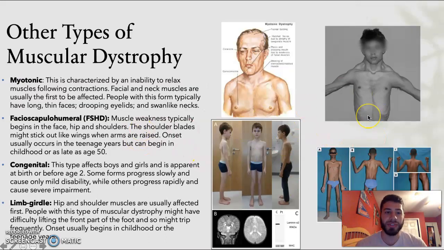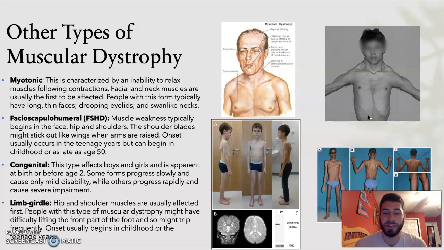So there are some other types of muscular dystrophy. The first of the ones I included is myotonic. This is characterized by an inability to relax muscles following contractions. In this type of muscular dystrophy, facial and neck muscles are usually the first to be affected. People with this form typically have long, thin faces, drooping eyelids, and swan-like necks.